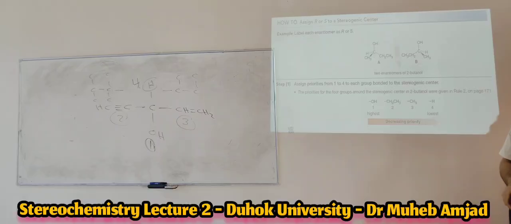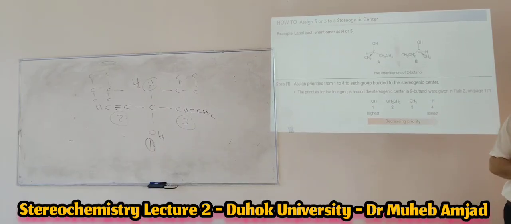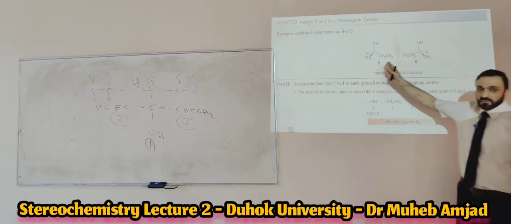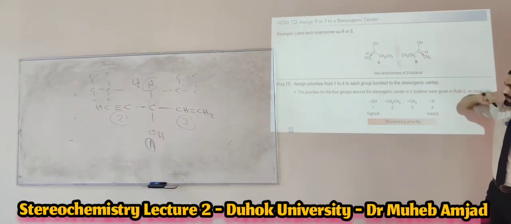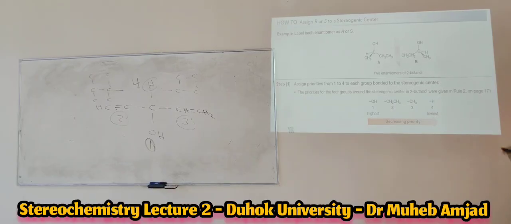Okay, sit down. Assign R and S to the stereogenic center. How can we give R and S letters to the enantiomers? Now, he said label each enantiomer R or S. For example, this will be R or S, and this will be R or S. Step number 2: assign the priorities 1, 2, 4 to each group bonded to the stereogenic center.